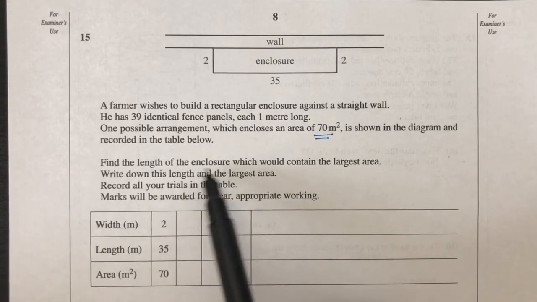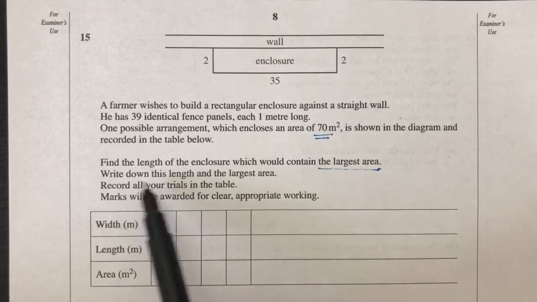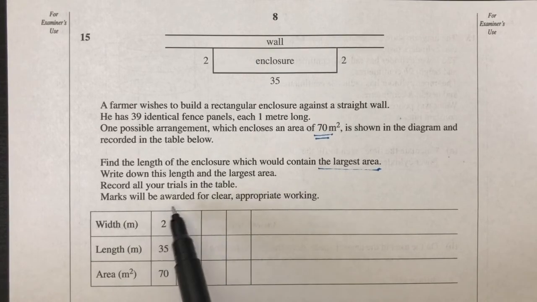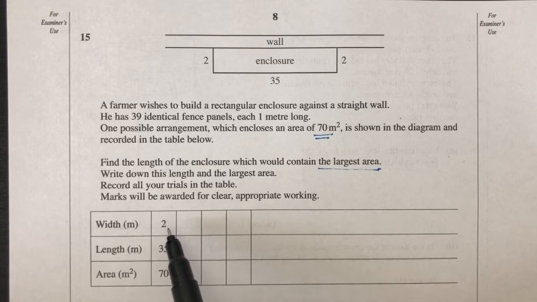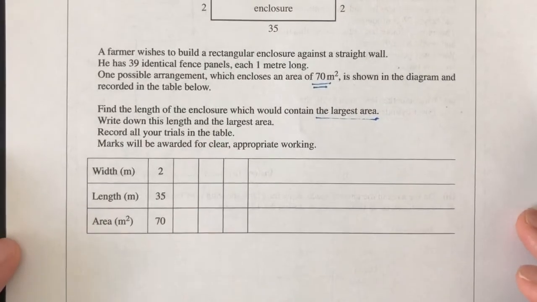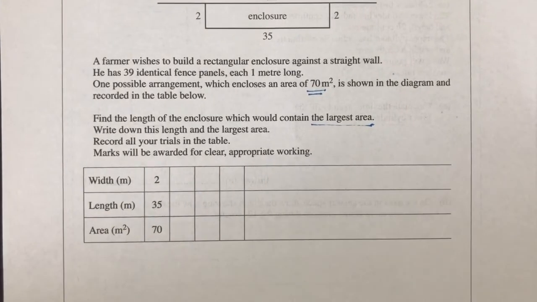Now find the length of the enclosure which would contain the largest area. Write down this length and the largest area. Record all your trials in the table. Marks will be awarded for clear answers. Okay, so we can try, why not? See what the possible trials are. We have to find the possible width and length.